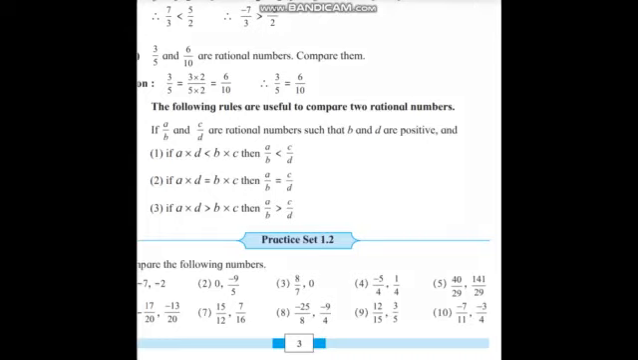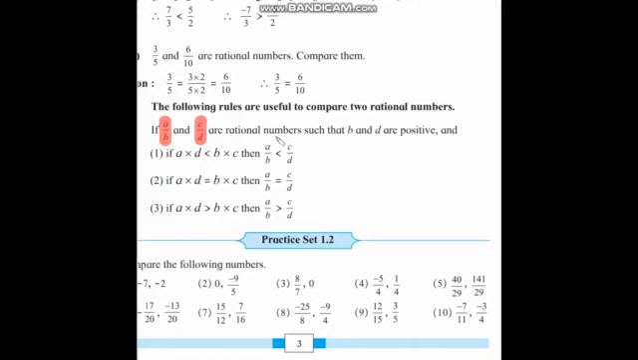In these rules, it is given that a upon b and c upon d are rational numbers. Rational number means, as we have already discussed, a number given in the form of numerator and denominator. That will simply be a rational number.